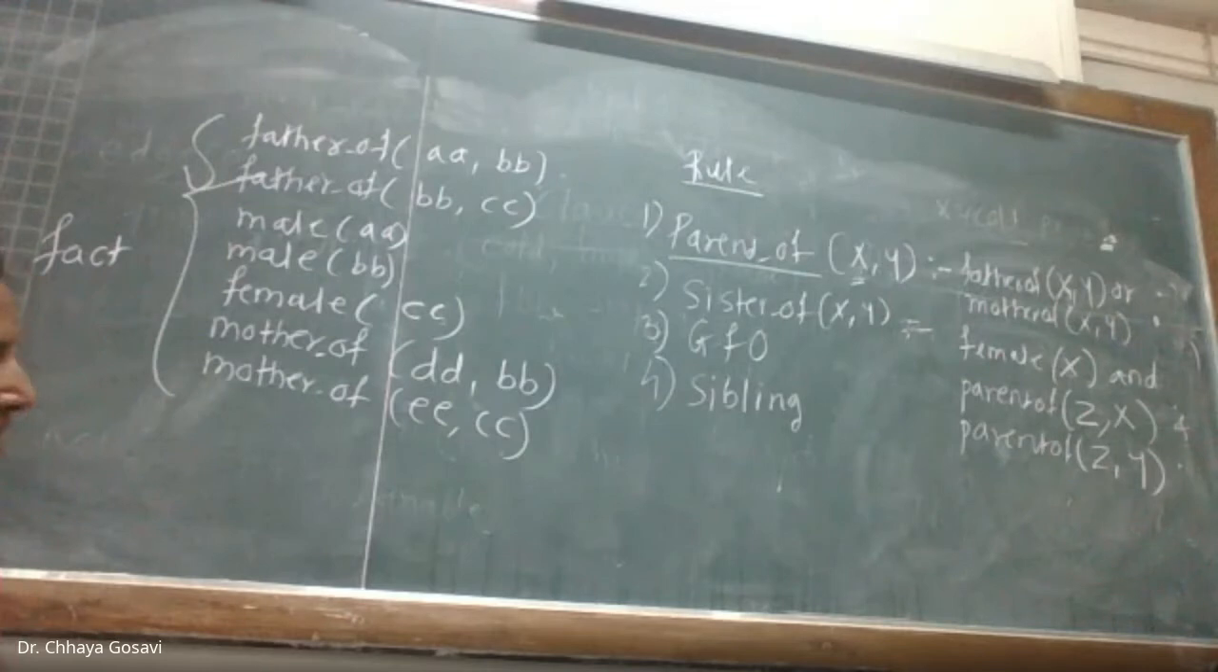Can you write a query for sibling? Just cancel female. Parent of X and parent of Y should be same. X can be male or female, Y can be male or female. So no need to mention the gender. That is just sibling. And grandfather of?